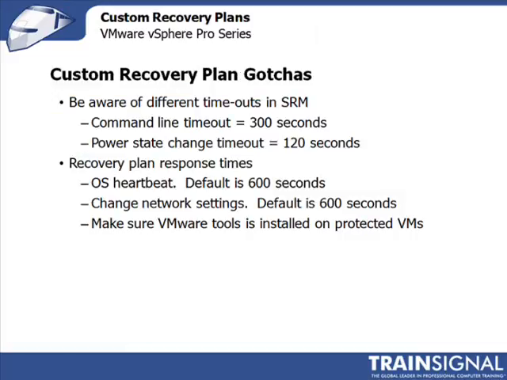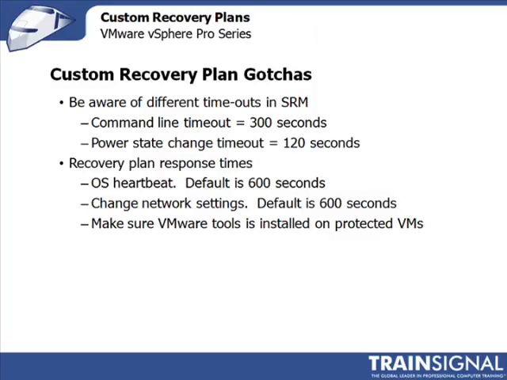So before I demonstrate some of the steps, I'd like to just quickly overview some of the gotchas that can happen with custom recovery plans, or actually with SRM in general. It's good to be aware of the different timeouts that can affect you within SRM. The first one is the command line timeout, which is 300 seconds. What this is basically doing is if there are command steps entered into the SRM workflow, if they don't finish within 300 seconds, SRM will continue on to the next step and flag them as an error that could be followed up later. Same goes with power state change timeouts.